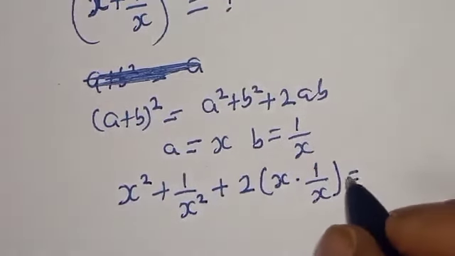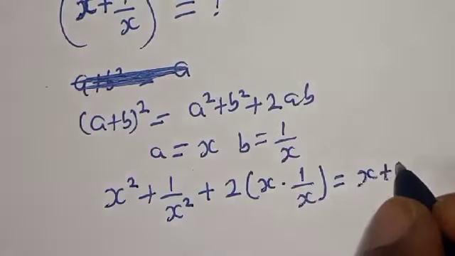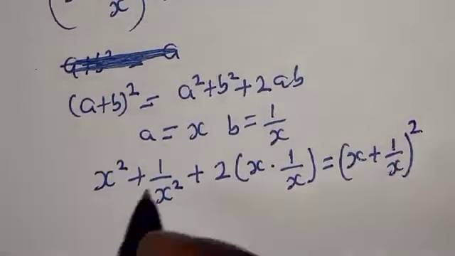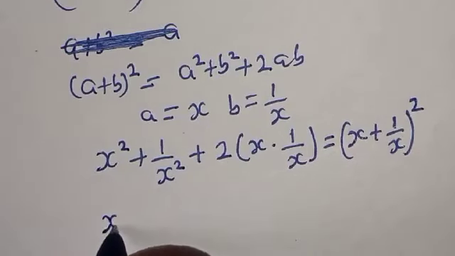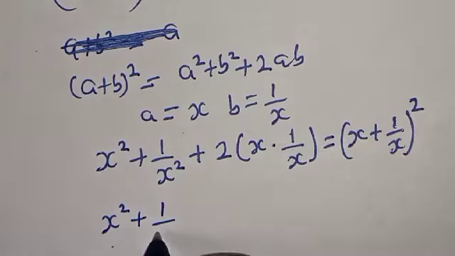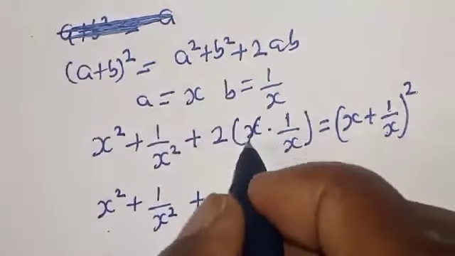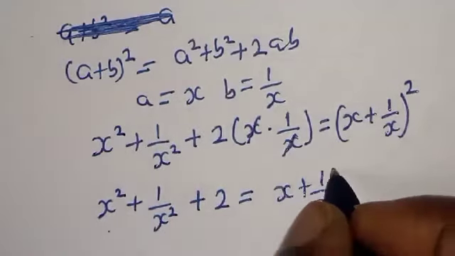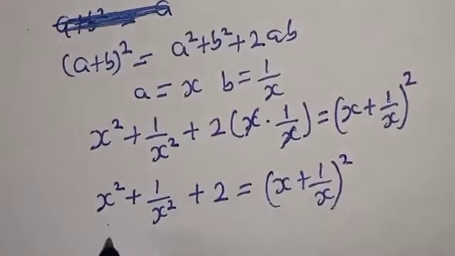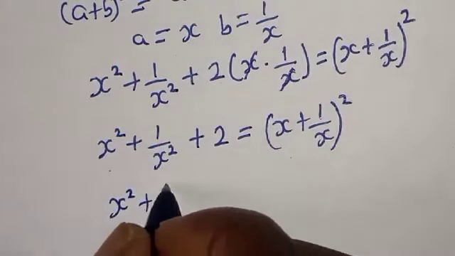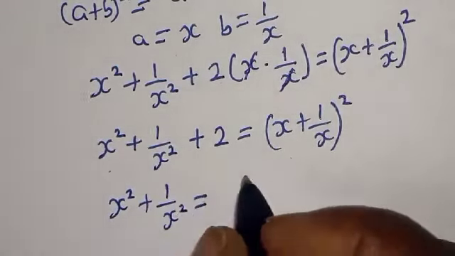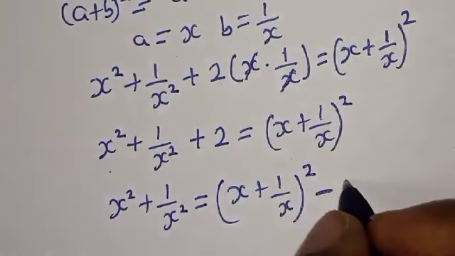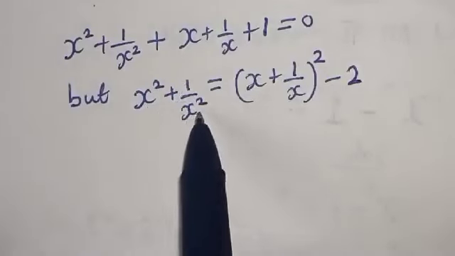is equal to x plus 1 over x squared. Now, this is x squared plus 1 over x squared plus this one will cancel this, 2 times 1, 2 is equal to x plus 1 over x squared. Now we want to find this. We have x squared plus 1 over x squared is equal to x plus 1 over x squared minus 2. We've gotten the value of x squared plus 1 over x squared, which is equal to this.